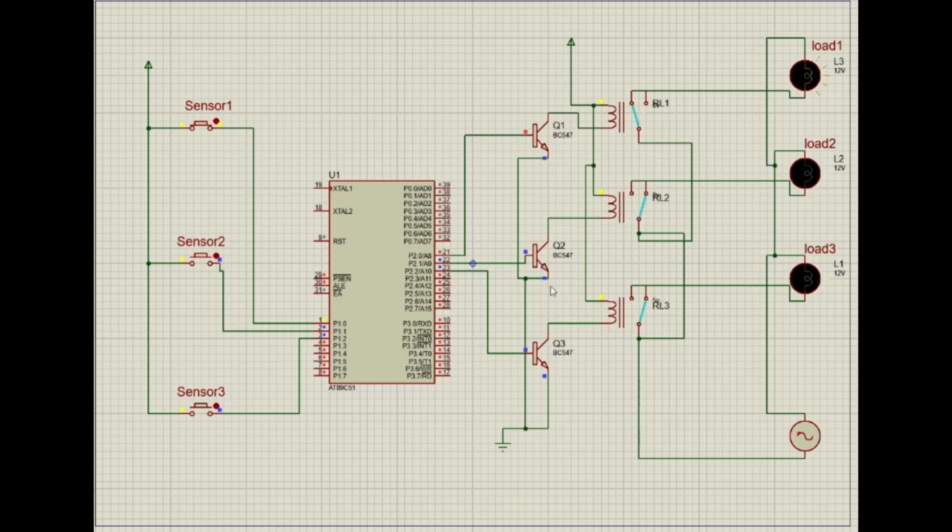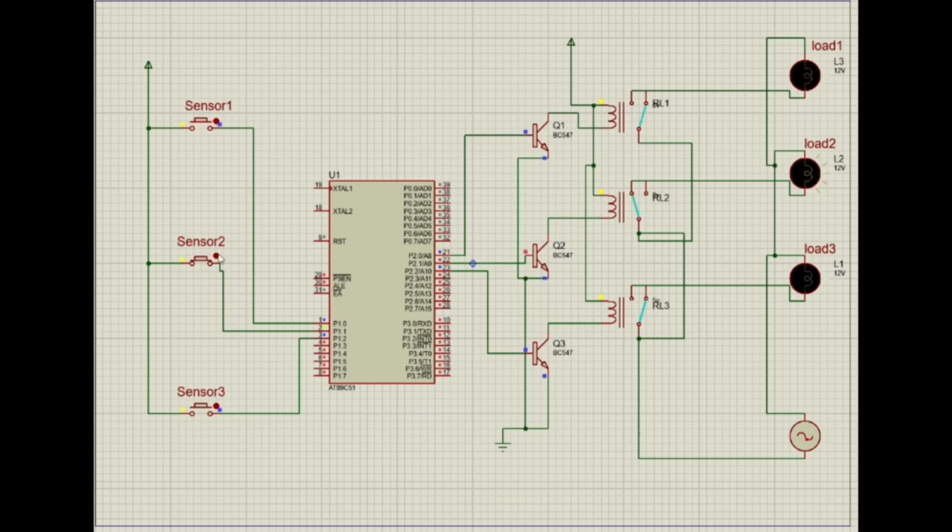These outputs drive transistors Q1, Q2 and Q3, which act as switches to energize relays 1, 2 and 3. Each relay connects to load 1, load 2 and load 3. When the relay is energized, the AC circuit is completed and the streetlight turns on.